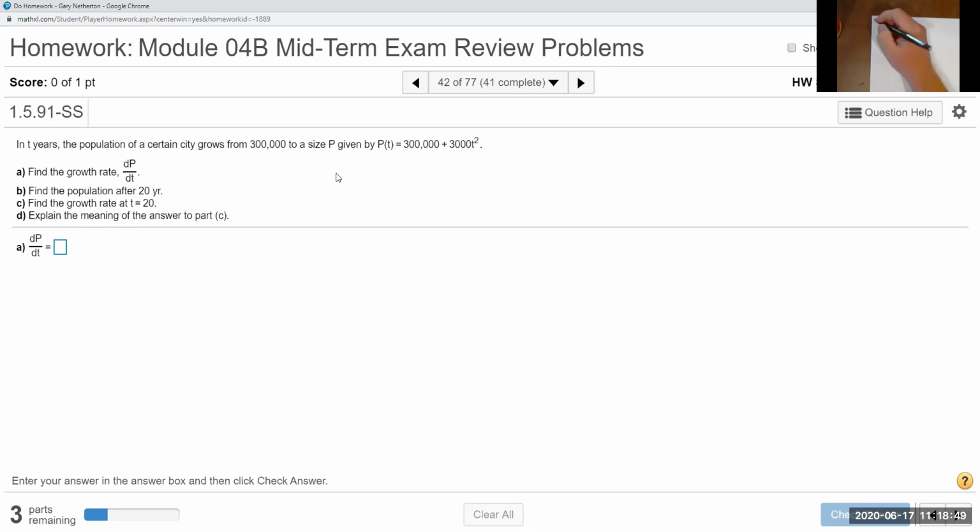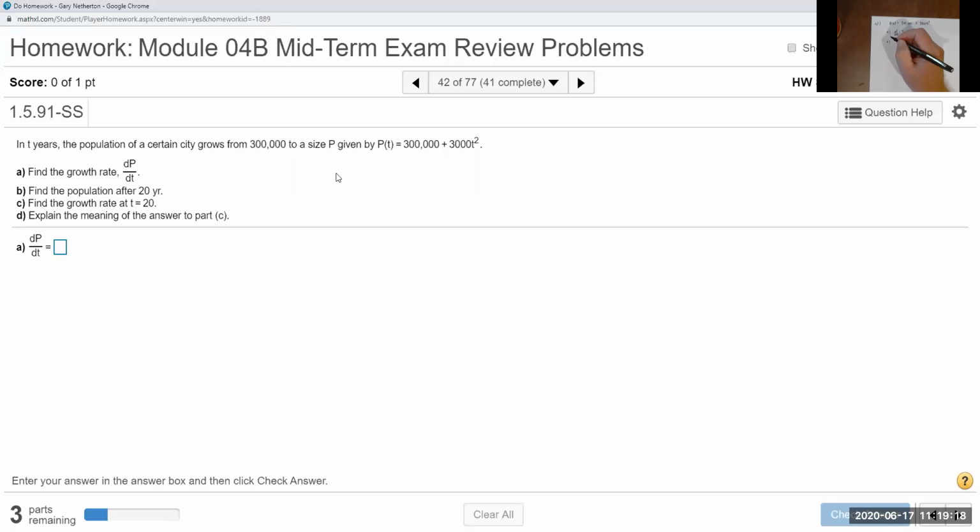This is problem 42. So we have P of T equals 300,000 plus 3,000 T squared. Part A is pretty straightforward. They're asking for the derivative.